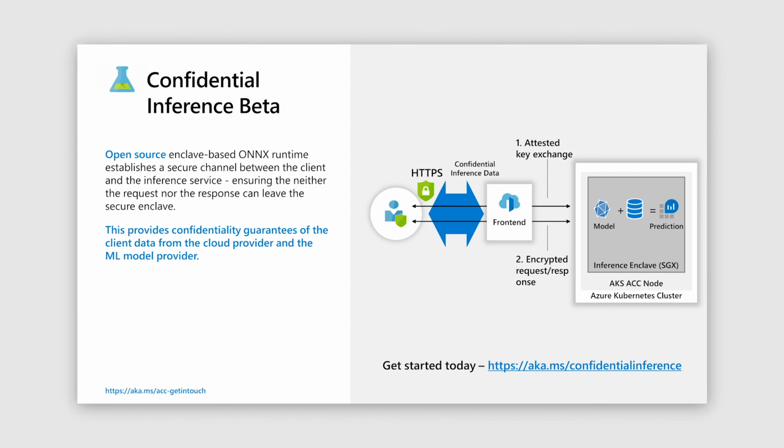Data as itself, a lot of use cases are now using machine learning to operate on the data. Now, machine learning inferencing operates on the real data that you want to get the output on. What confidential inferencing lets you do is it's an open source enclave-based ONNX runtime, which helps you establish that secure channel between the client and the inference service, as an example, where you can now get that confidentiality guarantee from the client data, from the cloud provider, and the ML model provider.